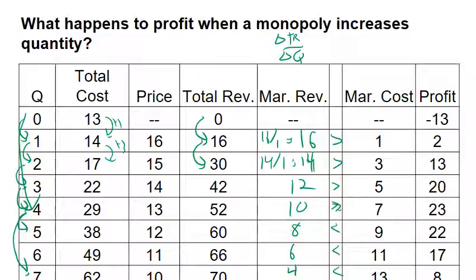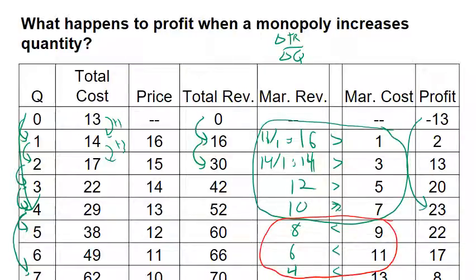Notice, as we go from 0 up to 4, profit goes from minus 13 up to 23. As long as marginal revenue is above marginal cost, more output makes profit rise. But when marginal revenue is below marginal cost, if we increase output even further, we see profit decrease. So profit rises when you increase output as long as marginal revenue is above marginal cost, and profit will decrease when marginal revenue is below marginal cost.